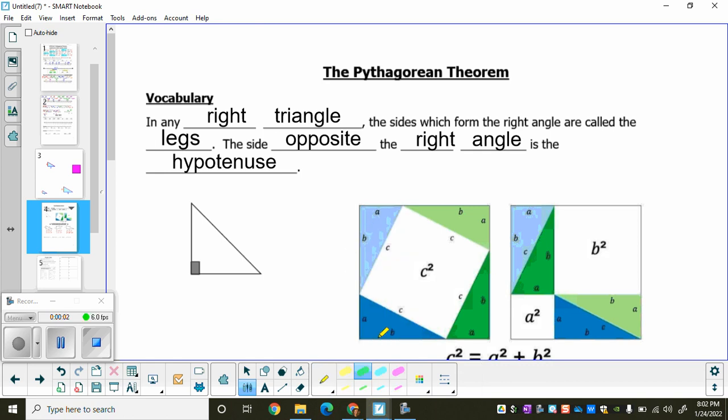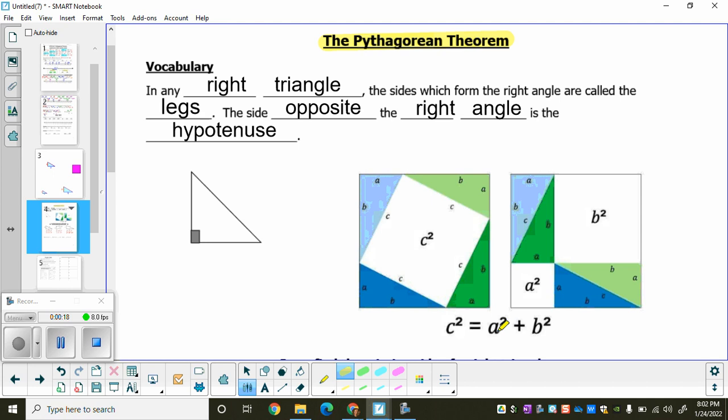All right, hey, and welcome to today's video where we are actually going to be looking at something very exciting called the Pythagorean Theorem. And in today's video, I'm going to explain some vocabulary and then I'm going to give you guys a visual proof. I'm really excited to prove this formula for you.